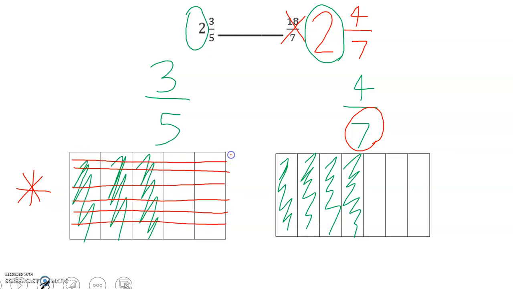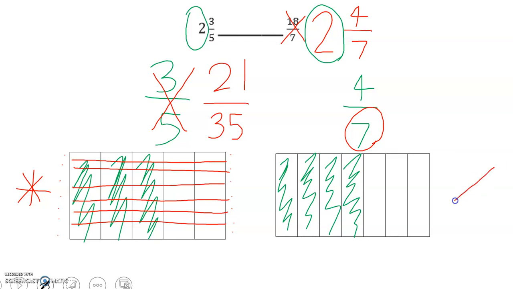Let's count to make sure. 1, 2, 3, 4, 5, 6, 7. So now I don't have fifths. I have, anybody know? 35ths. I took my 5 columns and I multiplied it into 7 rows. Now how many are shaded? Well, let's see. 3, 6, 9, 12, 15, 18, 21. So I found an equivalent fraction to 3/5, that is 21 out of 35.